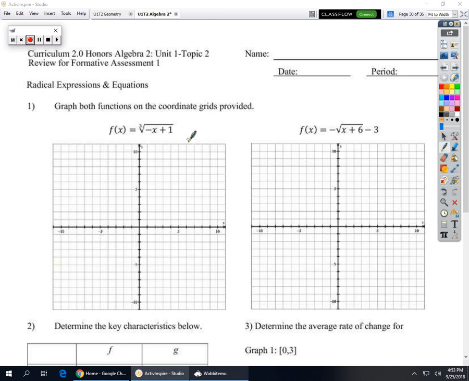Alright, video starting. So this is a review for the first formative for Unit 1, Topic 2. I'm going to try not to talk so fast because I tend to do that a lot. Right? So for your first question here, you're asked to graph both functions on the coordinate grids provided.